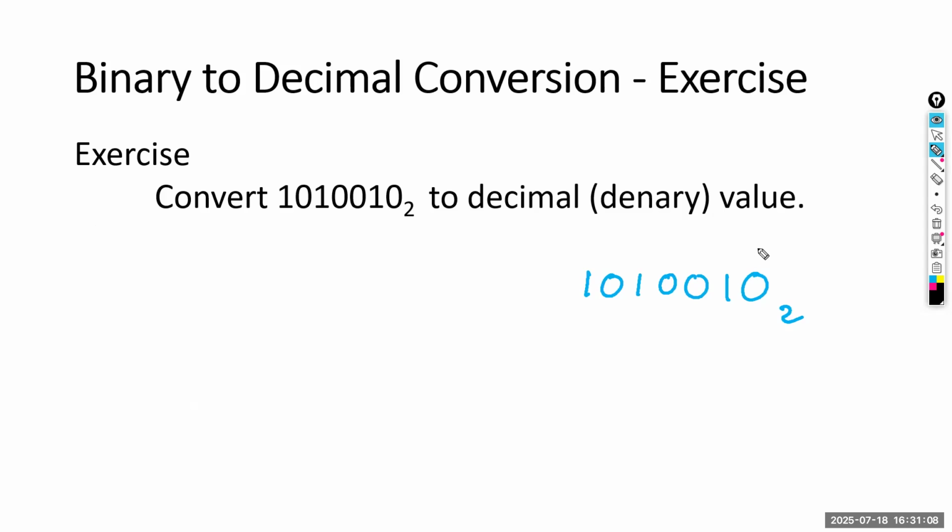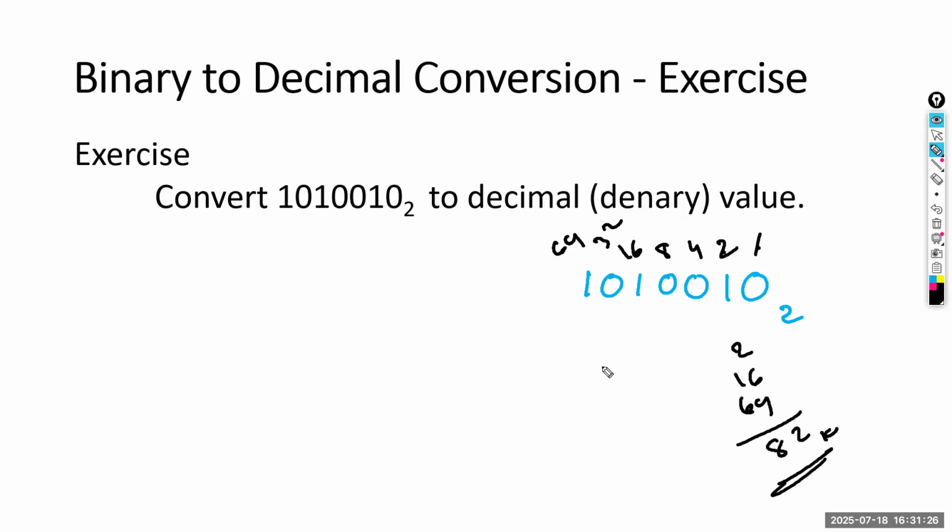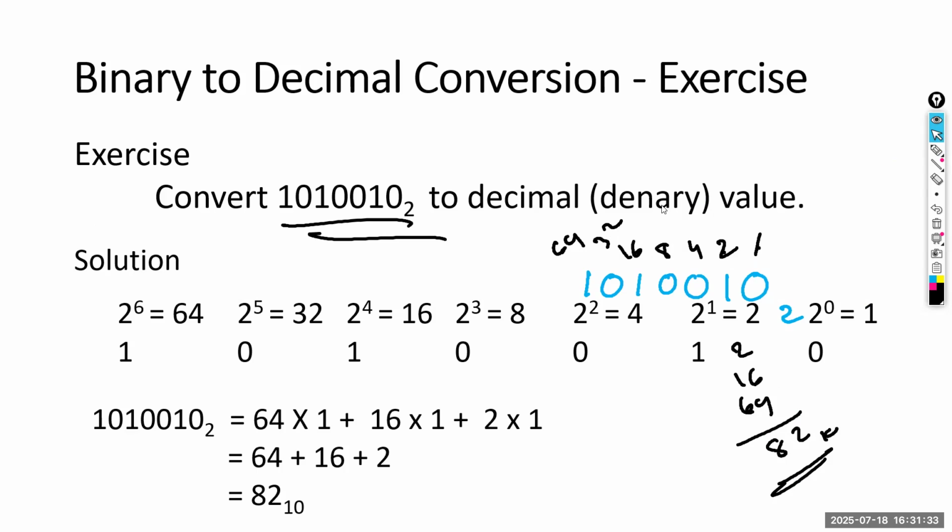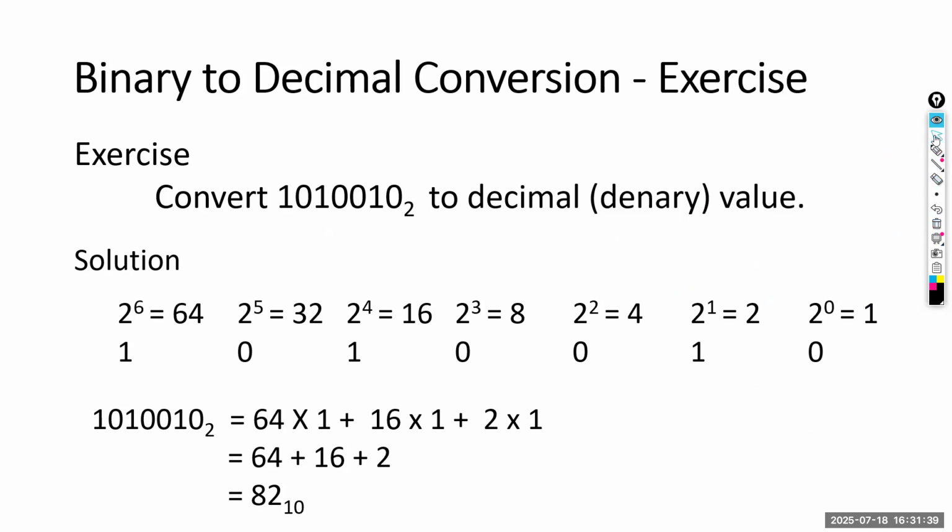Right. So this is 2 to the power 0, 2 to the power 1, or in other words, 1s, 2s, 4s, 8, 16, 32, and 64. And this number is 2 plus 16 plus 64, which is 82 in base 10. So this number is 82 in base 10. Okay. Right. So you must do it knowing what you are doing. Okay. Knowing what you are doing.